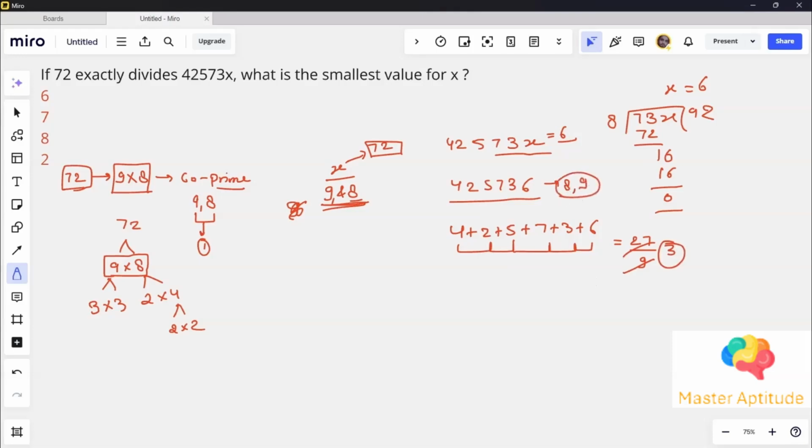It means this number is completely divisible by 8 and also by 9. So what does it mean? This number will also be divisible by 72. You can check it further. So it means the value of x is 6. So our first option is the correct option.